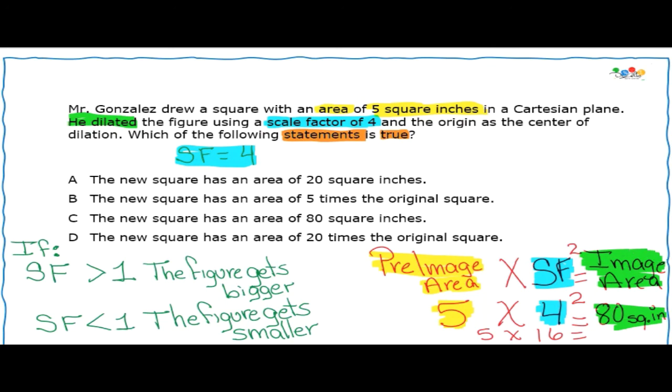We say image, we can say new. So look at the answer choices, and you write if you think that the statement that is true, it's letter C for that. Very good. The new square has an area of 80 square inches. Very good.